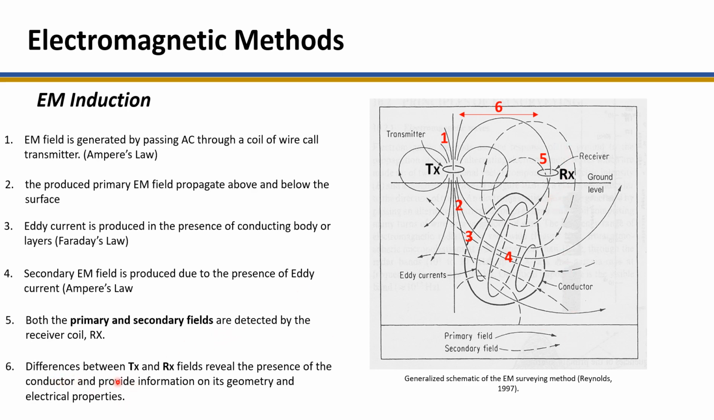And lastly, the difference between the TX, the transmitter, and the RX, the receiver fields, reveals the presence of the conductor and provides information on its geometry and electrical properties. In the end, we subtract between the primary and the secondary fields, because we know the primary field that has been produced, and we can identify the secondary field from the combination of these primary and secondary fields. So the secondary field is equivalent to the produced field minus the primary field in general.